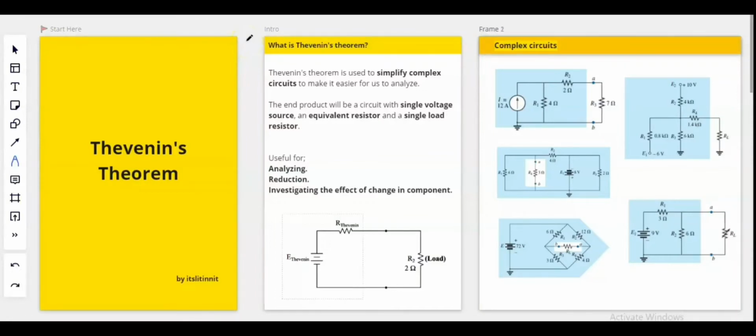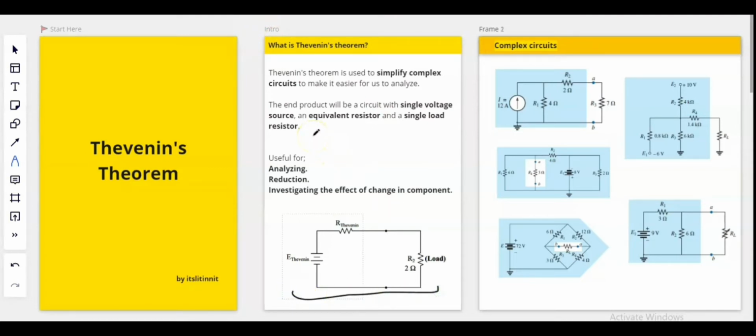Hello, welcome. Today we are going to learn about what Thevenin's theorem is and how to set up a Thevenin equivalent circuit. Basically, Thevenin's theorem is a simplification method to convert a complex circuit into a more simplified form. This simplified version of the circuit will have a single voltage source, an equivalent resistor, and a single load resistor. And the circuit would look something like this.